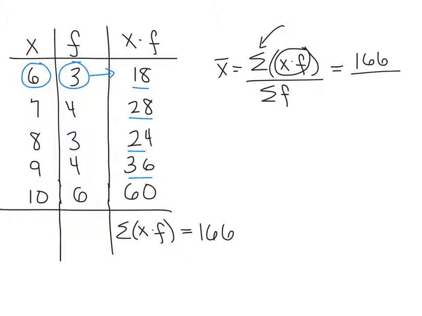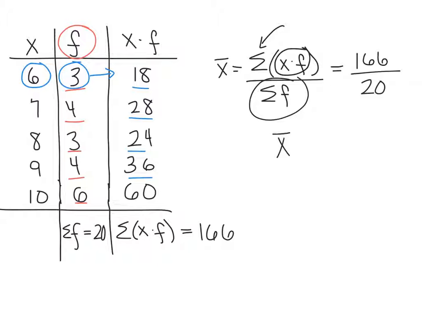Now we need to find the denominator, or the number that we're going to divide the numerator by. The denominator is the sum of all the frequencies. So we're going to look at our second column and add all the values that we see in the second column. 3 plus 4 plus 3 plus 4 plus 6 is 20. So our denominator is 20.